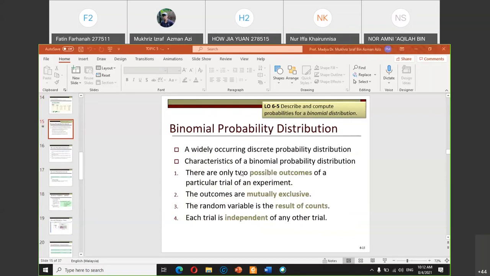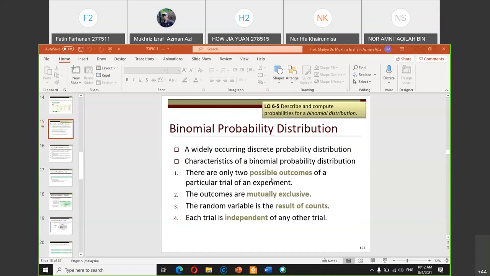Being part of discrete probability distribution, as we discussed last Monday, the main characteristic of a discrete distribution is that the outcome takes an exact value: 1, 2, 3, the number of houses, the number of cars on the road. Those types of events require a discrete distribution, and one that we can use is binomial. The main characteristics are these 4.